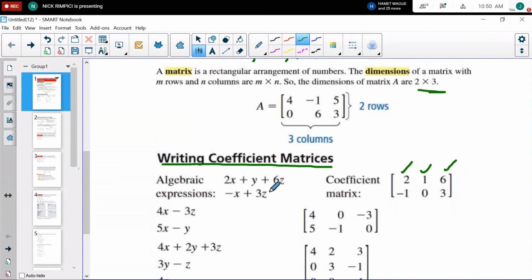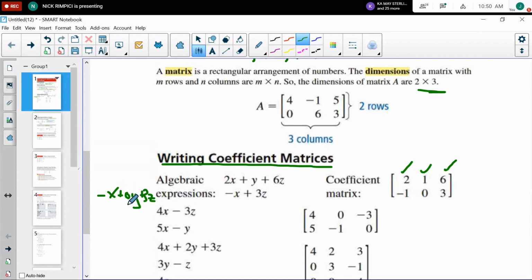Now, the one underneath, this is where students get in trouble, and I get a little worried here, and we've got to be super careful. You're going to notice something's missing here. Can somebody tell me what's missing from this expression down here? The y. The y is missing. Really, what this says is negative x plus 0y plus 3z.